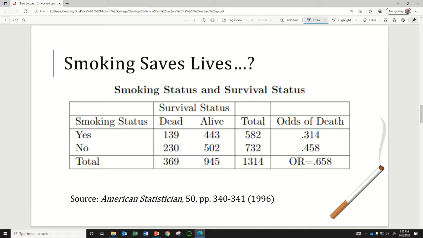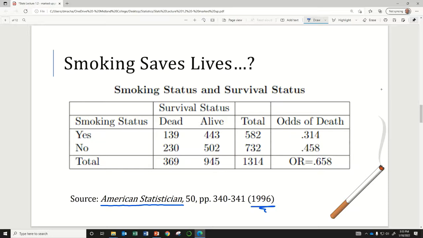All right, so this slide might be a little bit confusing at first because I know there's a lot to look at. But back in the day, in this journal, the American Statistician, in 1996 it looks like, they posted this table, and I want to explain this table to you because what it shows is a little bit counterintuitive.